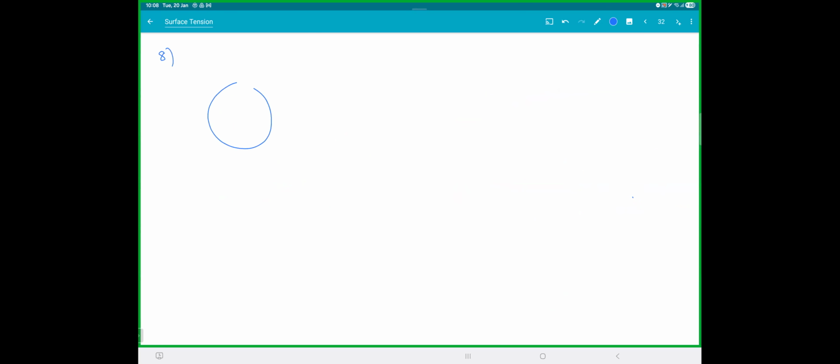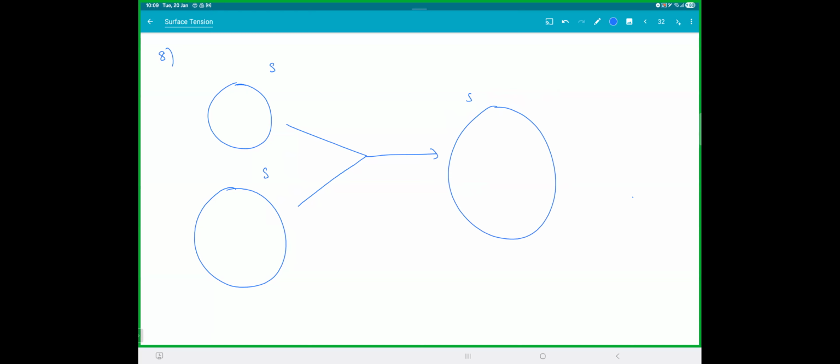Next one. Let's say we have two soap bubbles, each with surface tension S. These two soap bubbles got combined into one big bubble with surface tension S. Now, we don't know the radius, we don't know anything. Two soap bubbles, outside pressure is P naught, combined to form one big bubble.